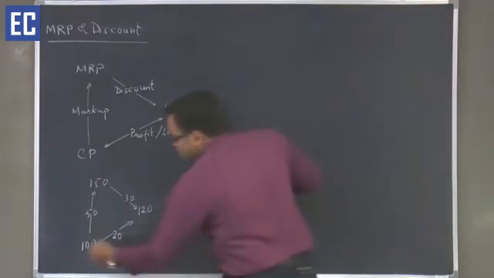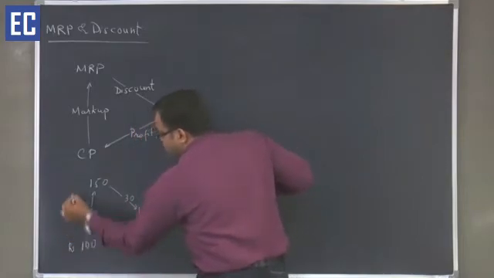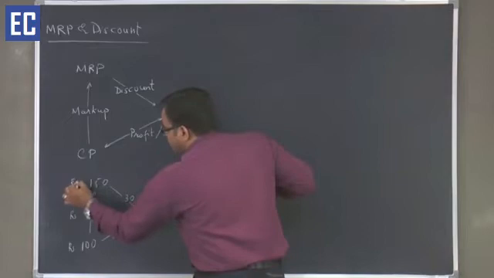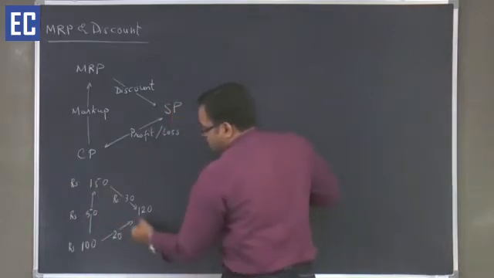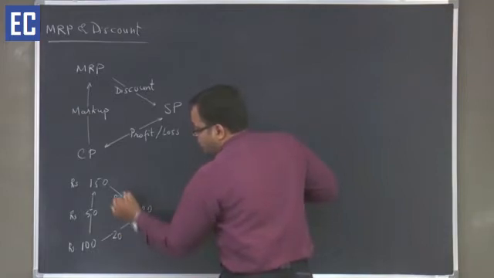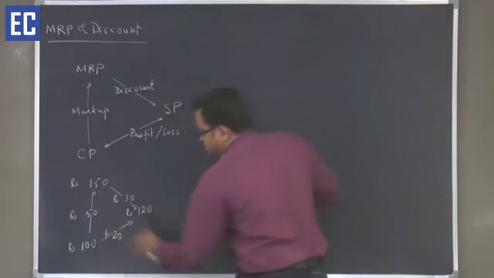So all these values, they were in rupees. So rupees 100 is the cost price, rupees 50 is the markup, and rupees 150 is the MRP, rupees 30 is the discount, rupees 120 is the selling price, and rupees 20 is the profit.